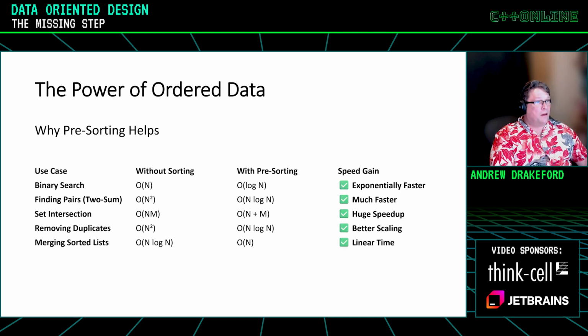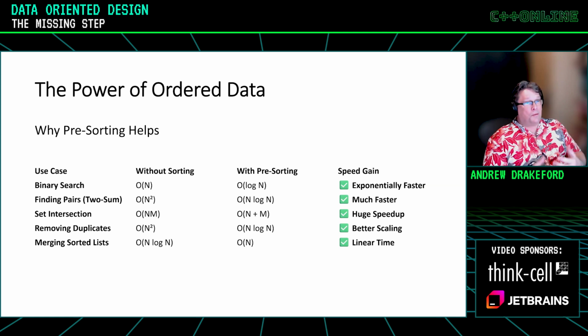For example, without sorting, a binary search is just an order n search. With pre-sorting, it's log n, it's exponentially faster. Same with finding pairs, set intersection, removing duplicates, merging lists. If our data is ordered and that order is maintained, we will go a lot quicker.